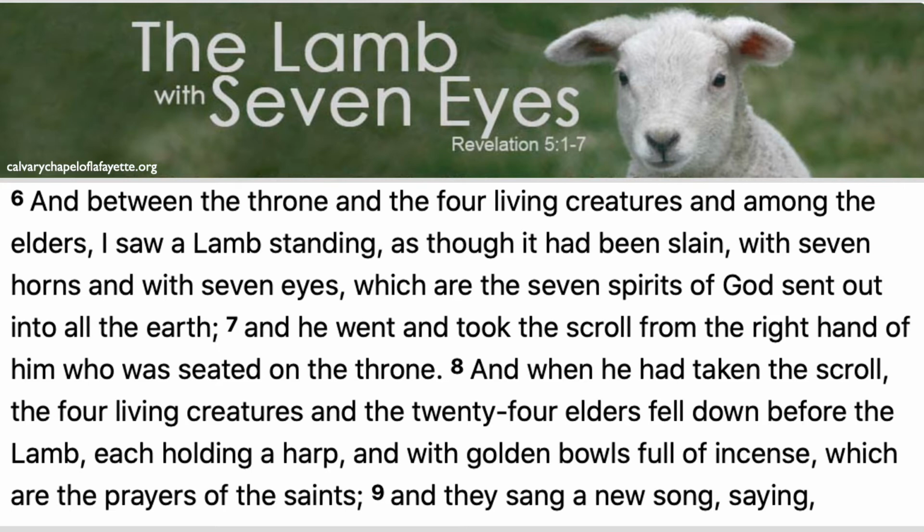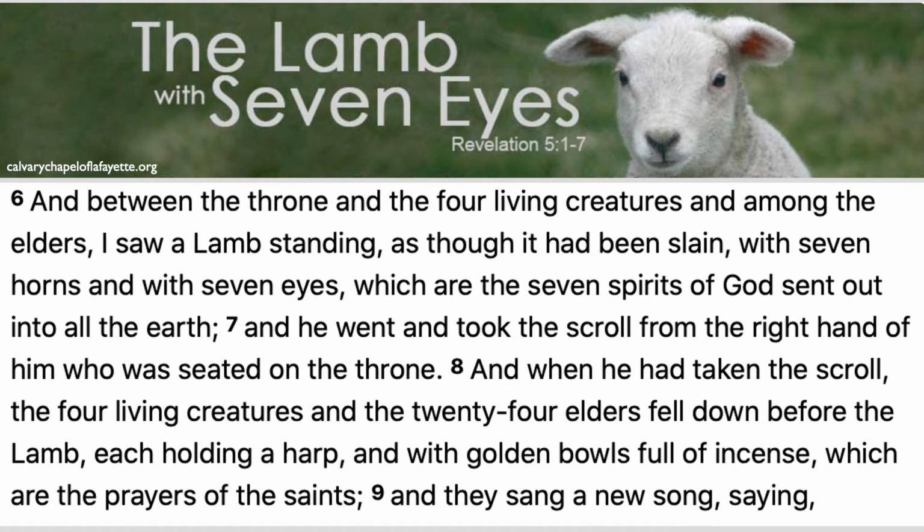And so as we proceed with the chapter, in chapter 5 and verse 6, notice what the vision continues to say. And between the throne and the 4 living creatures and among the elders I saw a lamb standing, as though it had been slain, with 7 horns and with 7 eyes, which are the 7 spirits of God sent out into all the earth. And he went and took the scroll from the right hand of him who was seated on the throne. And when he had taken the scroll, the 4 living creatures and the 24 elders fell down before the Lamb, each holding a harp, and with golden bowls full of incense, which are the prayers of the saints.